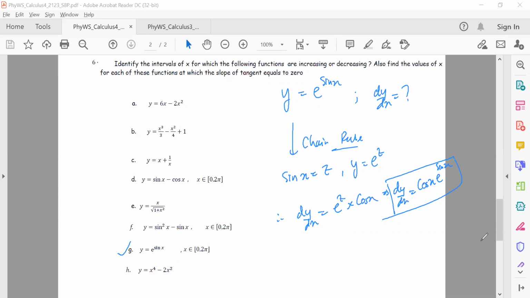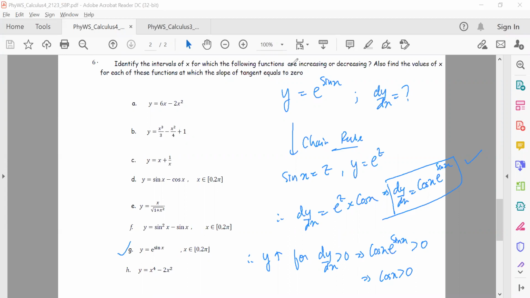Okay. Now that we have found dy by dx, to find where y is increasing or decreasing, we have to solve for this. So y is increasing for dy by dx to be greater than 0. So we want cos x into e raised power sin x to be greater than 0. Now you'll realize that this actually implies that cos x should be greater than 0, because e raised power sin x is greater than 0 for all values of x.